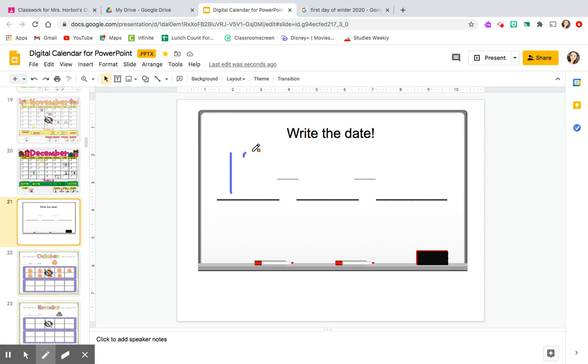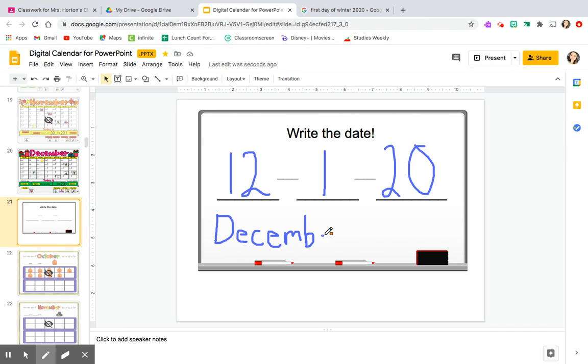There are only 12 months in the year, so our year is about to change. So December is the number 12. It is the first day of December, and the year is 2020. So let's practice writing December. We use a capital letter, just like we did in November. So we use a capital D, E, C, E, M, B, E, R. December.